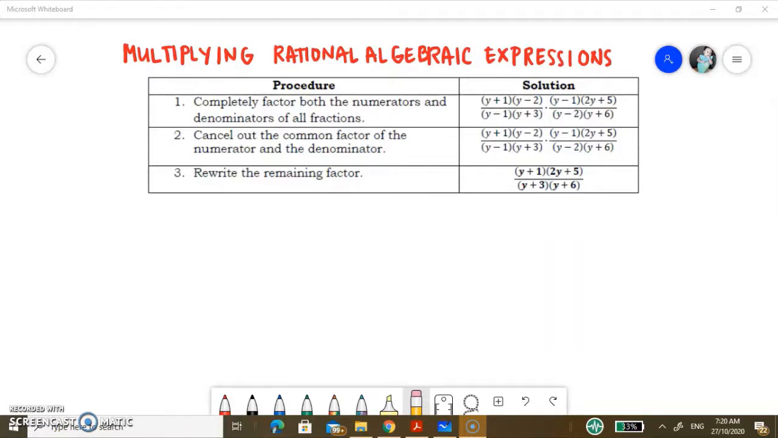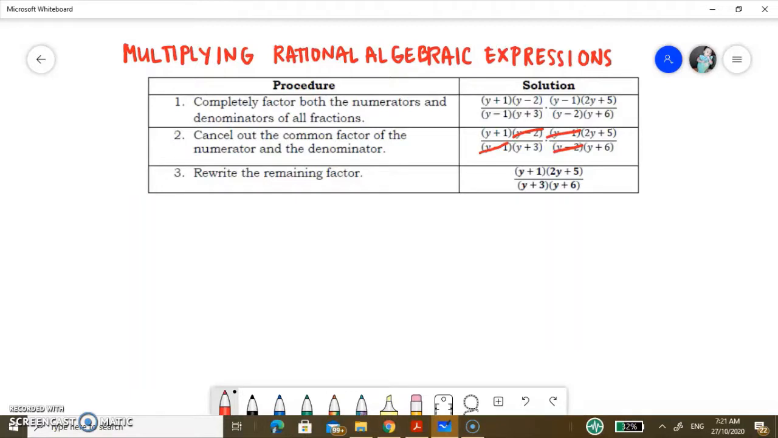And then second, to cancel out the common factors. What we can cancel there is y minus 2 divided by y minus 2, and y minus 1 divided by y minus 1, which is equal to 1. Then what's left, you just have to rewrite it.